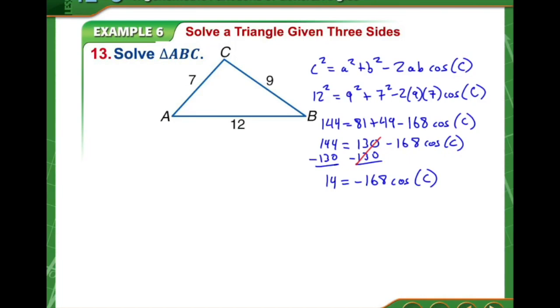All right, so then we're going to divide by a negative 168 on both sides. And then we're going to do our inverse cosine to get C by itself of this fraction. We're going to leave it as the fraction.